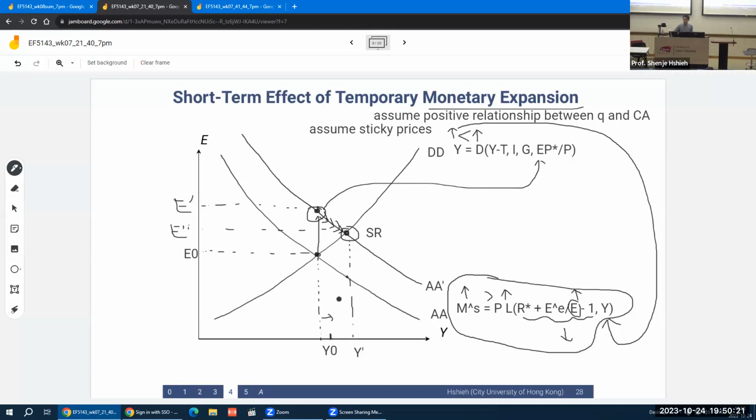But as we continue to increase output, Y is going to continue to feed back into the money market equilibrium equation, and E is going to continue to decrease until we're at a point in which the real economy clears, as well as the financial markets clear. The real markets and the financial markets both clear. And that's exactly at this intersection here.